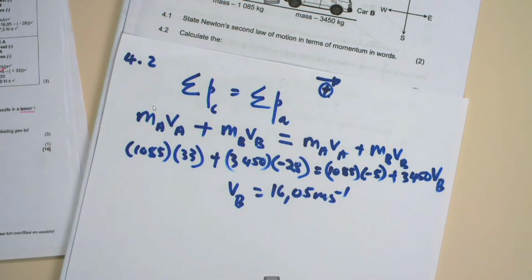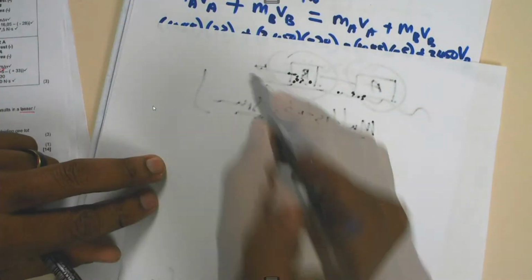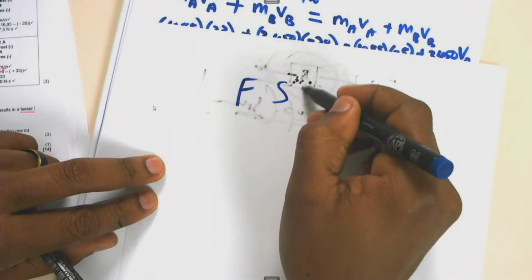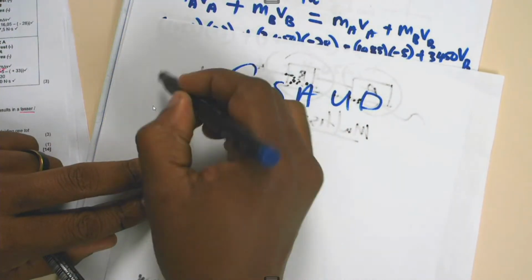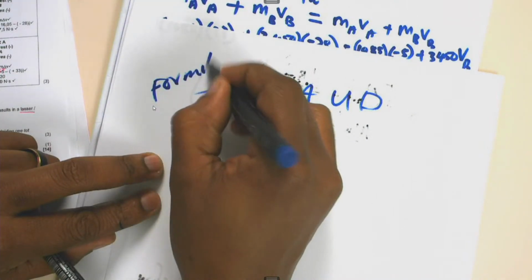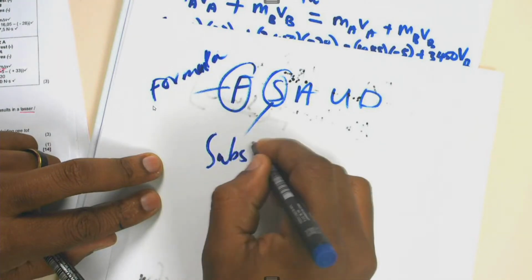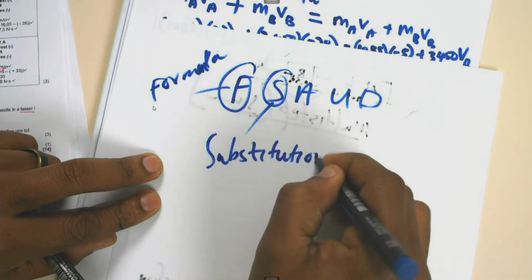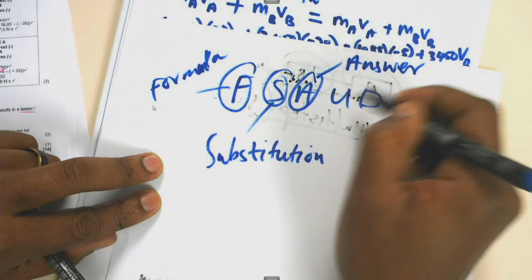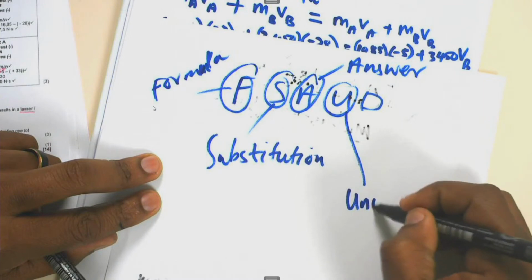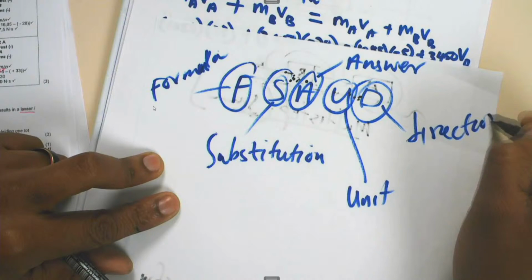But now there's a problem and a challenge with this. We have developed a strategy that says, let's work with what we call FSOAD. So the F will be for the formula, substitution, answer, unit, and direction.